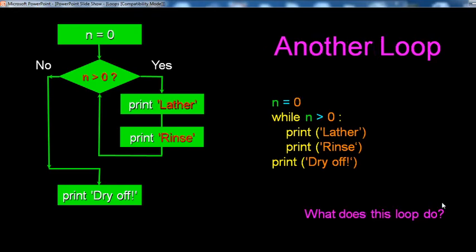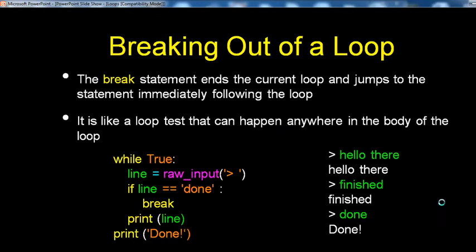Another program: n equal to 0 and n greater than 0. What is the difference between these two? That is, up to which condition the loop will be defined. Next point: breaking out of a loop.